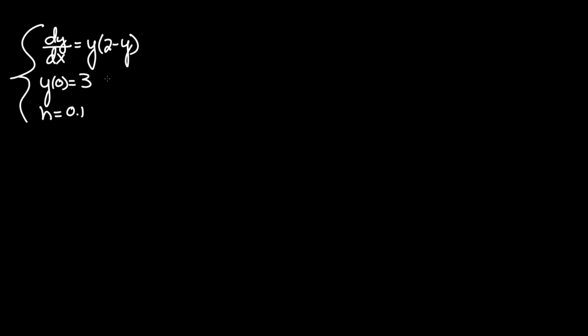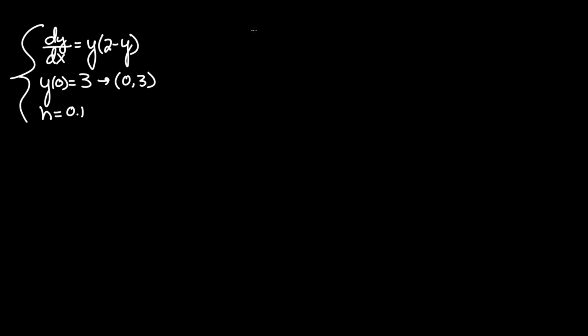Use Euler's method to approximate the solution to the given initial value problem at the points x equals 0.1, 0.2, up to 0.5 using step sizes of 0.1, given that dy/dx equals y times (2 minus y), and that we're given this data point y of 0 equals 3, or in other words, if we're using x comma y, it would be (0, 3).